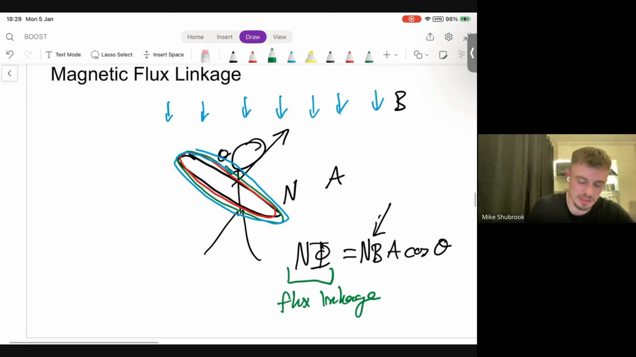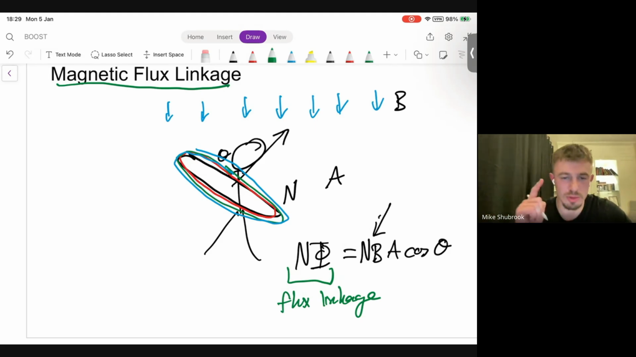So whenever you see or hear about flux linkage, we're talking about there being possibly more than one loop enclosing an area where a magnetic field is penetrating through that area. Okay, any questions here? No? Cool.